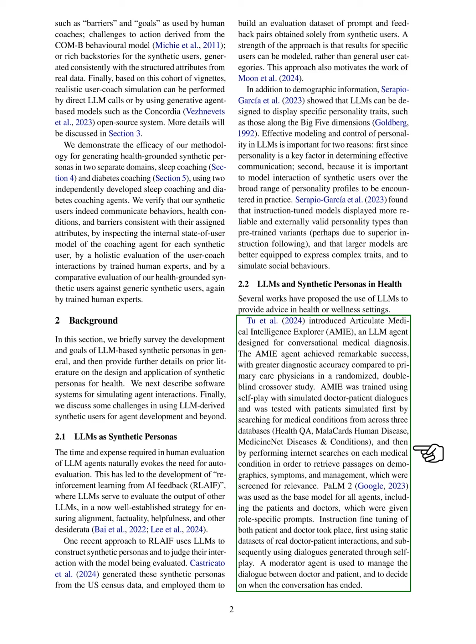It was trained through self-play using simulated doctor-patient conversations and tested by searching for medical conditions across 3 databases, followed by internet searches to gather relevant information on demographics, symptoms, and management. We utilized PaLM-2 as the foundational model for all agents, including patients and doctors, who received specific prompts for their roles. We fine-tuned both patient and doctor models using real doctor-patient interaction datasets and dialogues generated through self-play. A moderator agent facilitated the conversation and determined when it concluded.